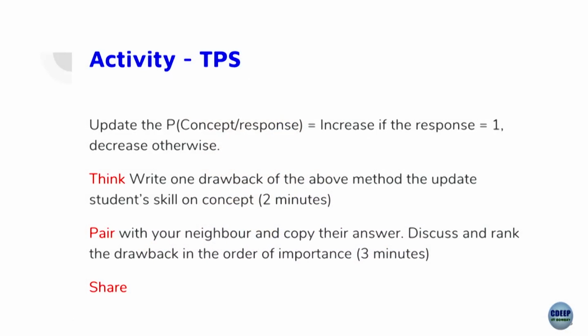Imagine this is the condition, there is a concept, the concept might be connected to some other things like explanation, and we are asking one question to the concept, the student answers yes or no. Given this condition, update the concept given the response. Okay, the probability of the concept given the response will increase if the response is equal to 1. If the student answers correctly, which means we think the student would have understood the concept, right? Are you clear or not?